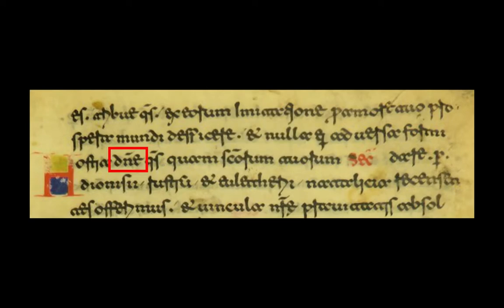The text is even more complicated when it comes to abbreviations or contractions. For example, this group of letters reads DNE, which is a contraction for Domine, which means Lord. And we know it is a contraction because of the horizontal stroke placed on the letter N. Or this other word, which reads Scotul, but because of the horizontal stroke, we are made aware it is a contraction for Sanctorum, which means of the saints.